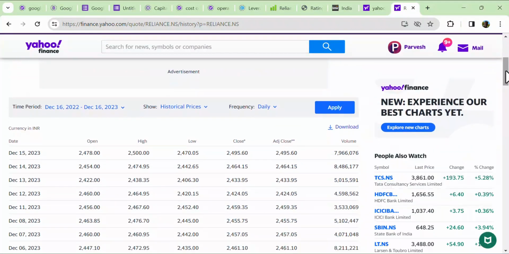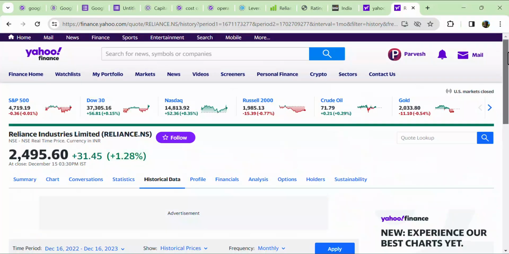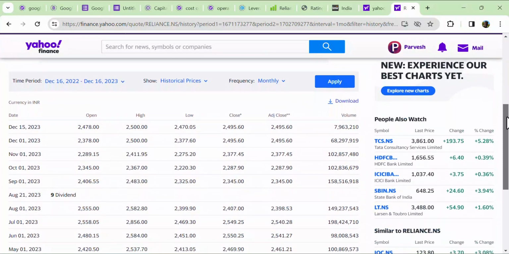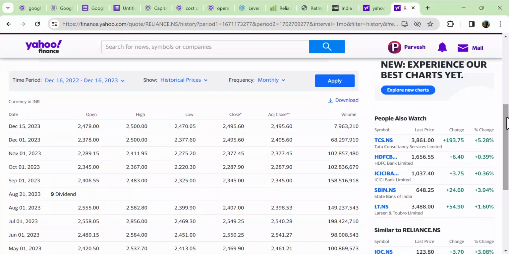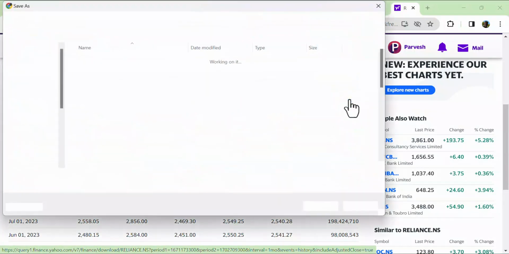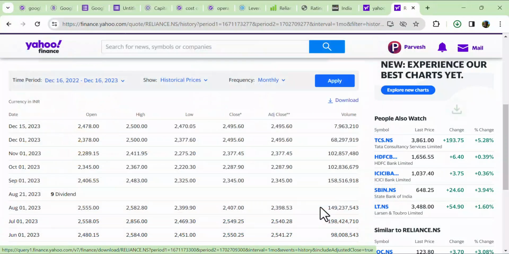So you have historical prices here. Go to frequency, make it daily to monthly. Ab ye aap daily bhi nikal sakte ho: daily stock price, monthly stock price, and weekly stock price. So I have taken monthly, December 16 to December, pure saal ka nikla hua hai. Apply kar do pehle. Apply kar diya, aur phir ye aapke paas aa gaya. Ye figure aap dekhoge, to wahan monthly data aa raha hai. Yahan isko download kar do, and save.